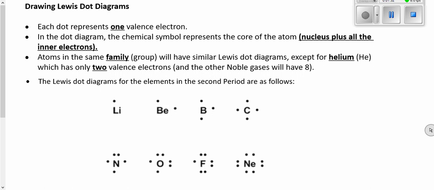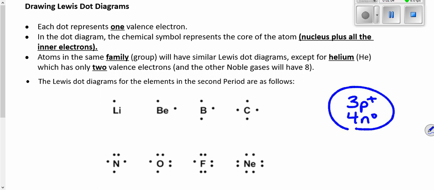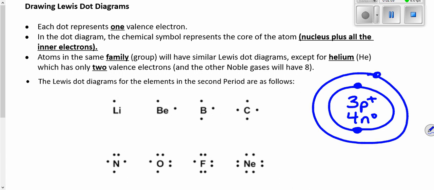So, for example, I have the Lewis dot diagrams drawn for every element in period 2 as we go from lithium to beryllium all the way across the periodic table ending at neon. We know, for example, if I were to draw a Bohr diagram for lithium, that because it has atomic number of 3, it would have 3 protons in the middle. And because it weighs almost 7, it would have to have 4 neutrons. That way that total mass was equal to 7. In the first ring, it had 2 electrons, and in its outer or valence ring, it had 1 electron.